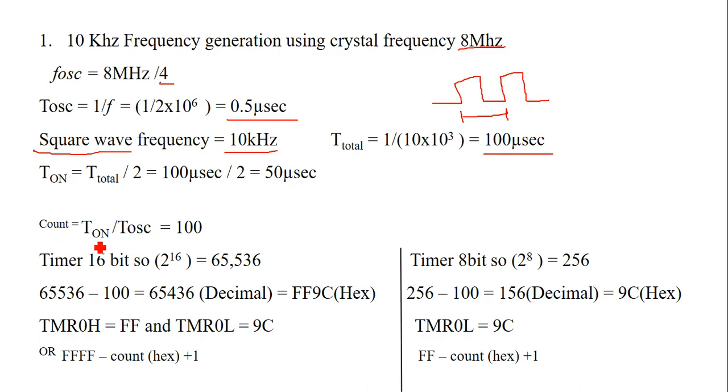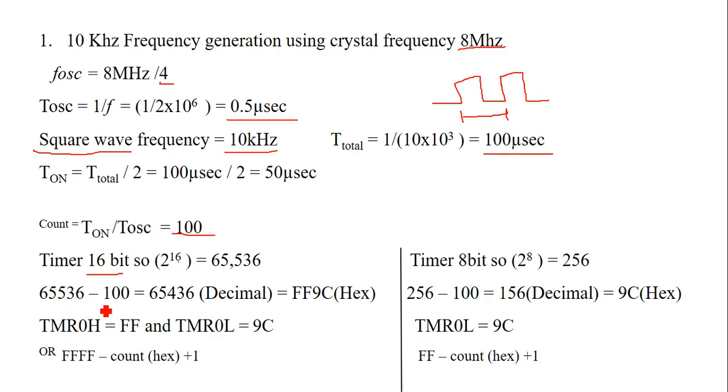So the count is T on divided by T oscillator, which is equal to 100. If you go for the 16-bit timer, the 16-bit timer gives 2 raised to 16 combinations, that's why 65,536.